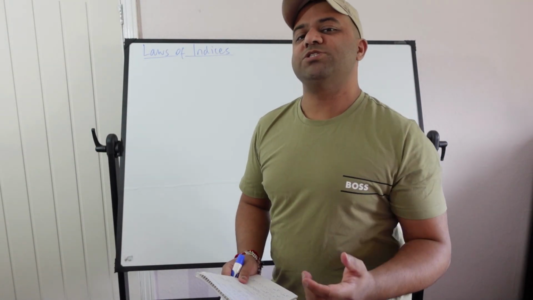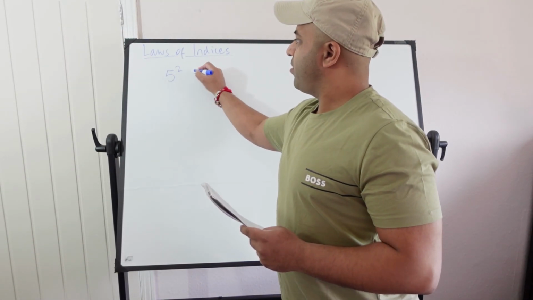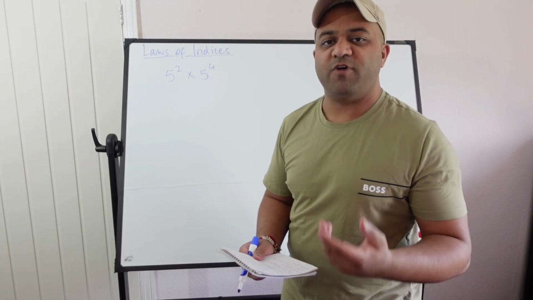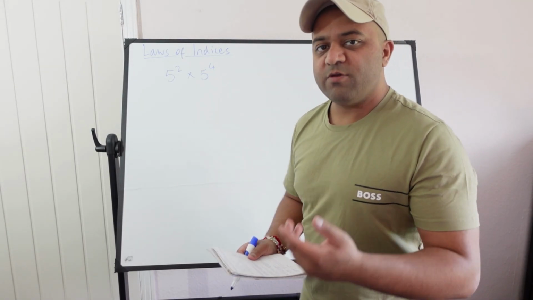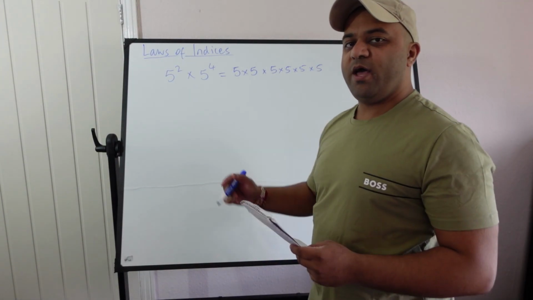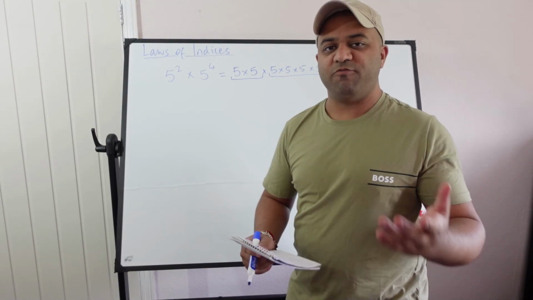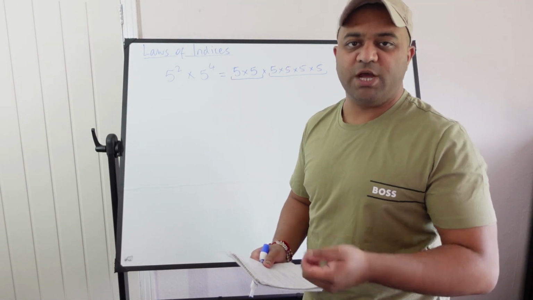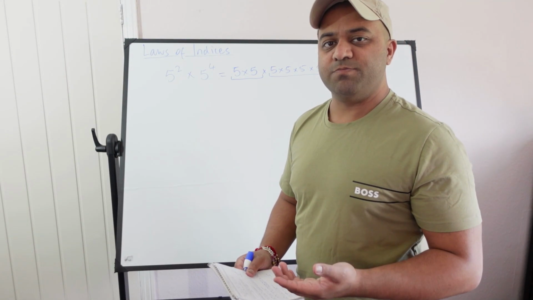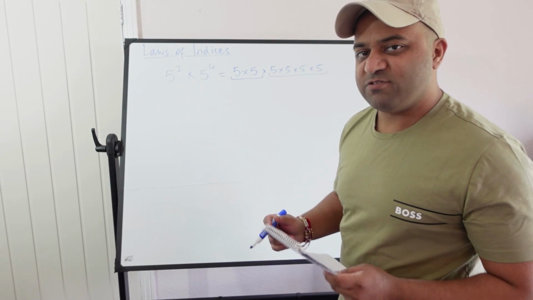Okay, so now we'll take a look at the laws of indices. So let's write down an example. If we have 5 squared multiplied by 5 to the power of 4, we can write this out in full as follows. So the 5 squared is the 5 times the 5, and 5 to the power of 4 is 5 multiplied by itself 4 times in a row. And if we multiply all of them together, now we have the number 5 multiplied by itself 6 times in a row. So the equivalent thing we can write down is 5 to the power of 6.